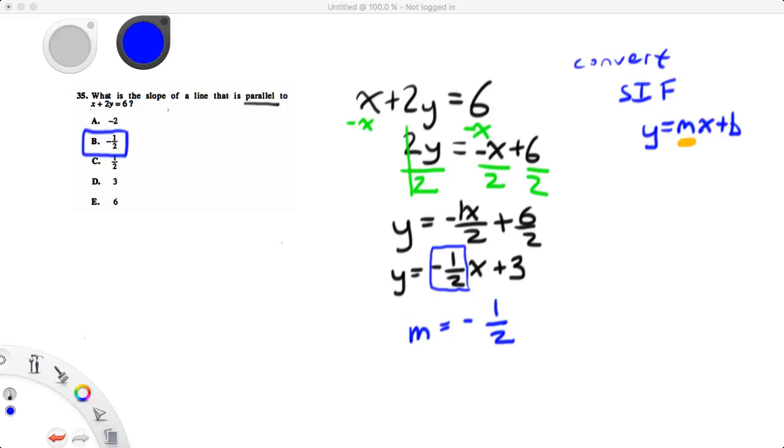Now, how does that help me? Well, my slope is m, and m always represents the coefficient of x, because it's whatever this is times x. Well, in this case, my m equals negative 1/2. That means that my slope is negative 1/2. That means that my answer is B, negative 1/2.